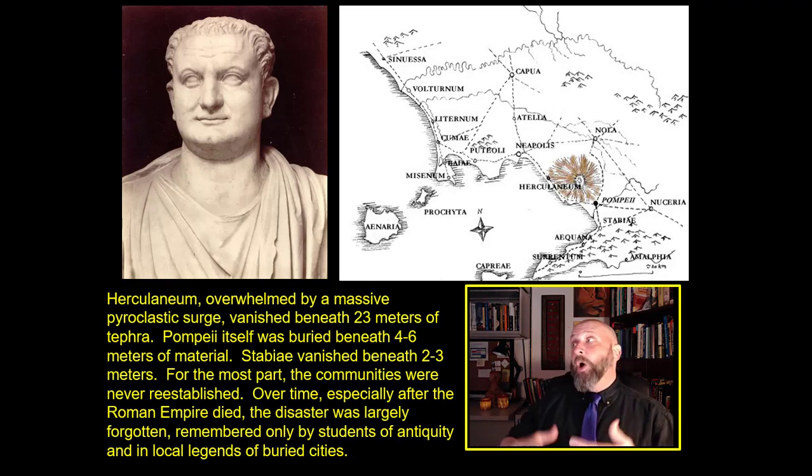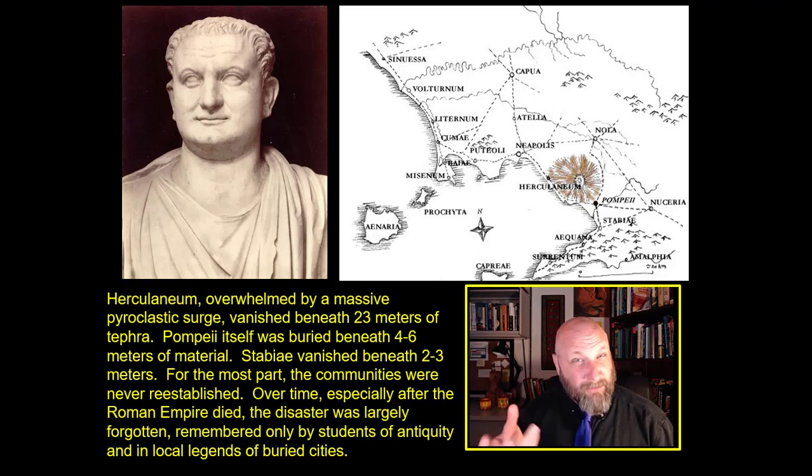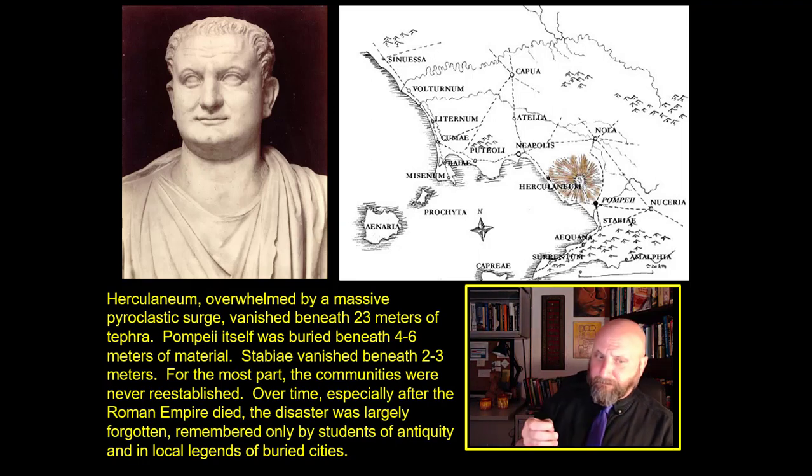So we know that the people were relocated to other parts of the empire, but these communities themselves were never reestablished. There was no real attempt to rebuild Pompeii. There was no attempt to rebuild Herculaneum. For the most part, they just dedicated these areas to farming, to, you know, goat herding, where they'd make their really famous cheese of southern Italy.